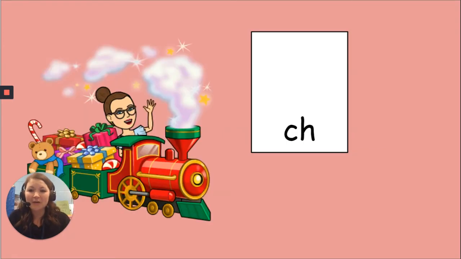Okay, now we are going to practice reading some CH words. So CH says ch, ch, ch. And I put a train there because trains say choo, choo, choo, choo, just like CH. CH says ch, ch, ch. It also can be like your chin. All right, let's get ready to blend some words.